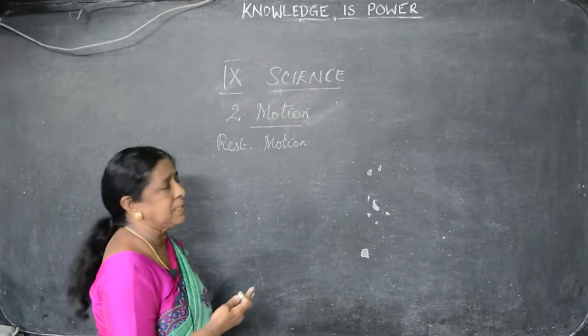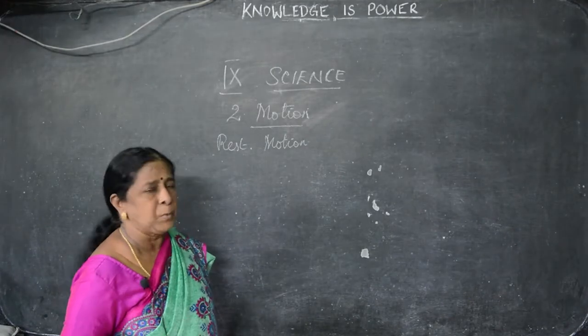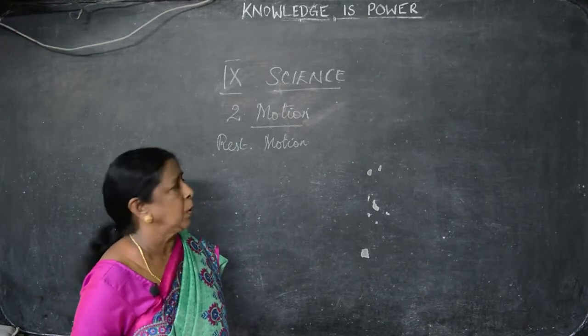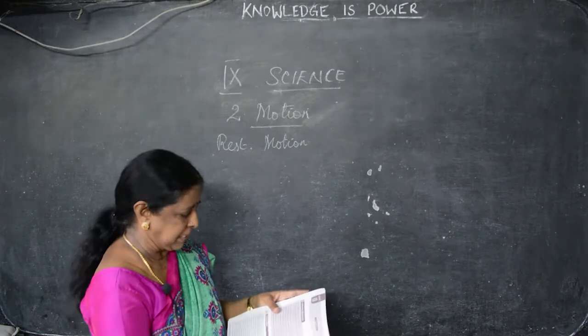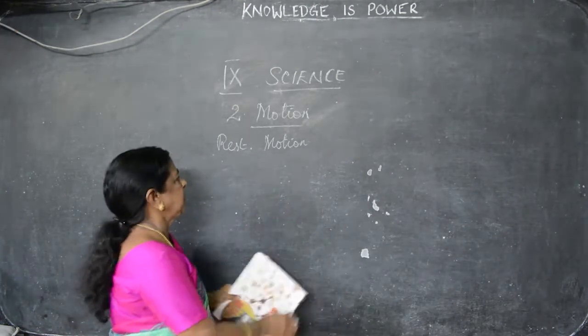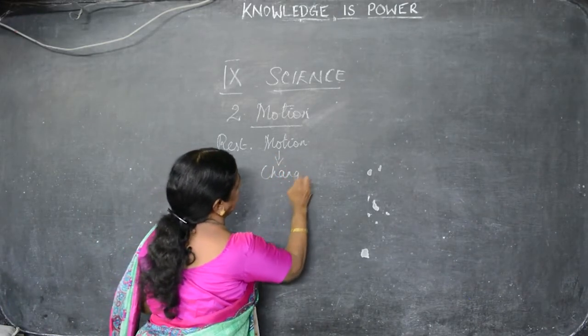So we have to see in this lesson what is motion, what are the laws derived from the motion, and how we can measure the motion. Okay. First we will see the definition. What is motion? Motion is change in position. What is motion? Change in position is known as motion.